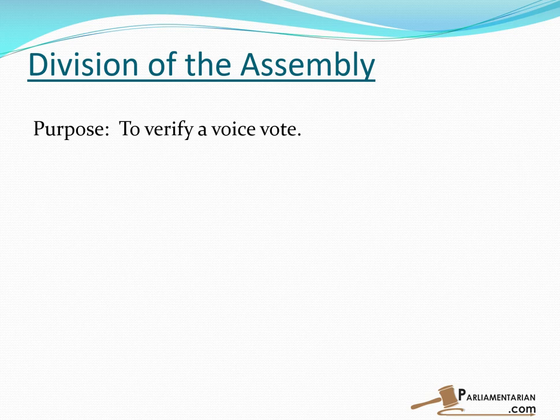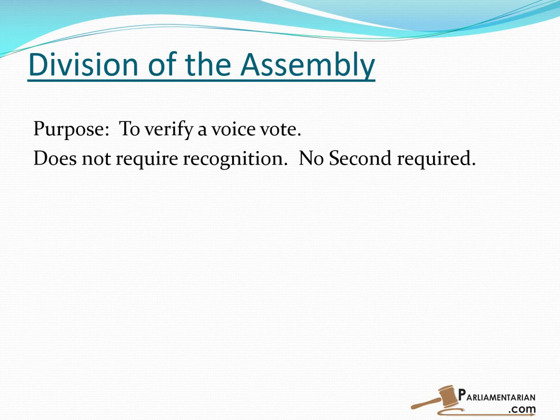Now, in a parliamentary meeting, it's very transparent. Everyone can hear a voice vote. Everyone can know who won. Everyone can see when people are standing up, and they can judge for themselves whether more people are standing than sitting. It's very easy. So the reason we have these rules is so that everyone can know and agree what is going on in a fair way. To verify a voice vote, it does not require recognition. You do not have to say, Mr. Chair, I demand a division of the assembly. You can simply say from your seat, division.